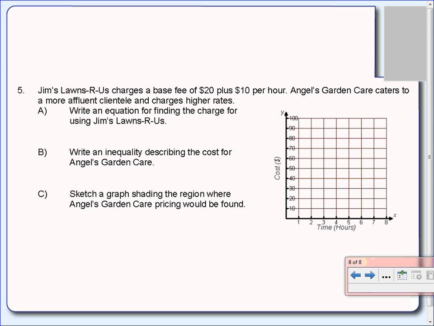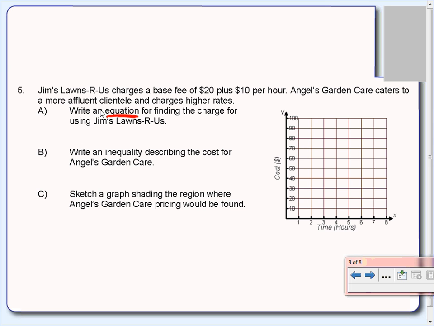On number five, it says the gym, Lawns R Us, charges a base fee of $20 plus another $10 per hour. Angela's Garden Care caters to the more affluent clientele and charges higher rates. So the first thing they want me to do is write an equation for finding the charge using Jim's Lawns R Us.